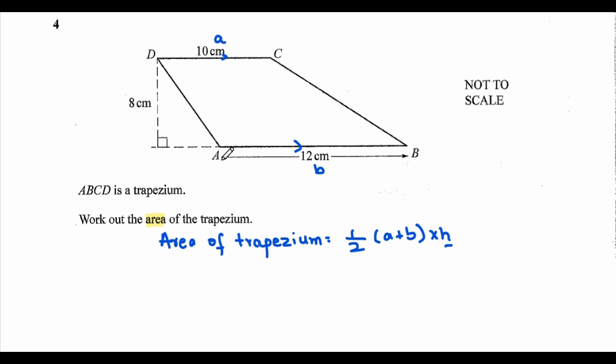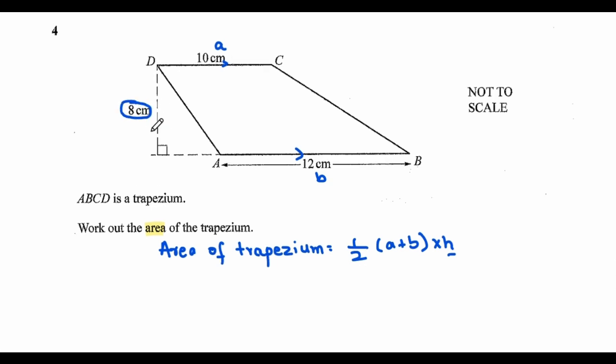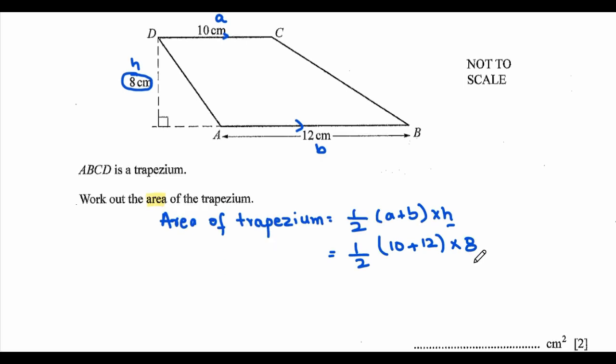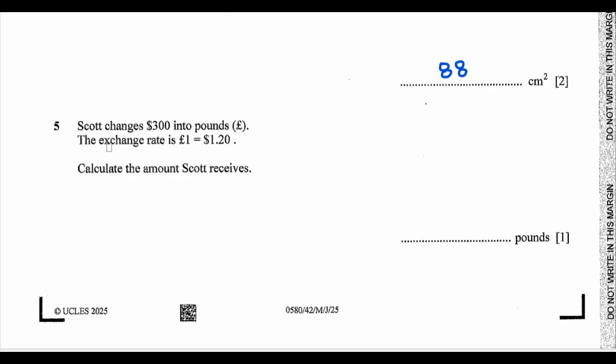And height is the straight perpendicular line that connects the two parallel lines of the trapezium. So this is a perpendicular line that is connecting both lines. So this 8 is h. Putting the values in the formula, a is 10, b is 12, and height is 8. When you do all these calculations on your calculator, the area will turn out to be 88 centimeters squared.